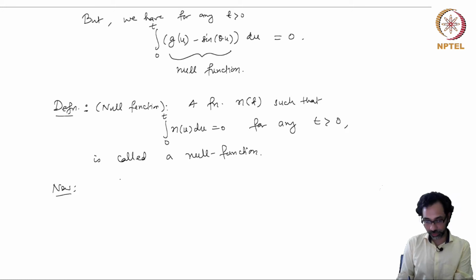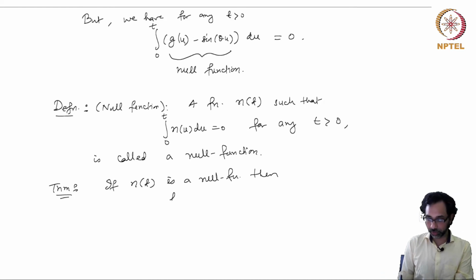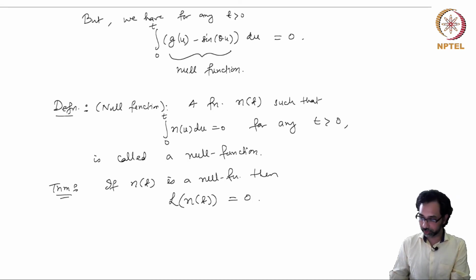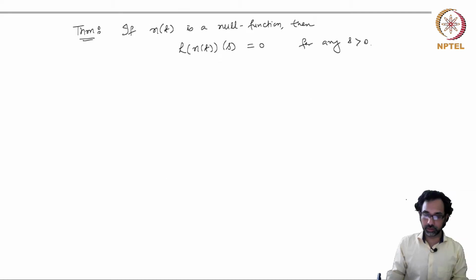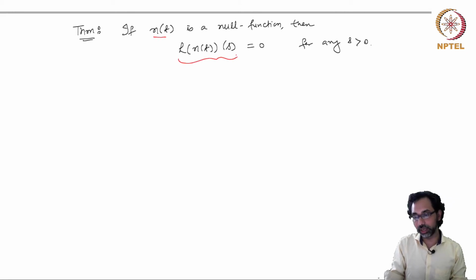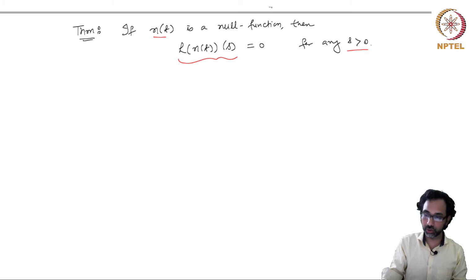It is not very difficult to see that the Laplace transform, so let me write it as a theorem, that if n(t) is a null function, then the Laplace transform of n(t) is equal to 0 for any s greater than 0. So let's see how this is proved. We can prove it quite easily.